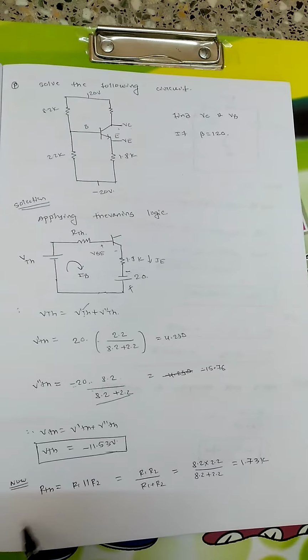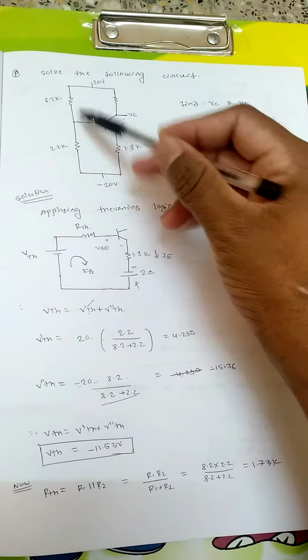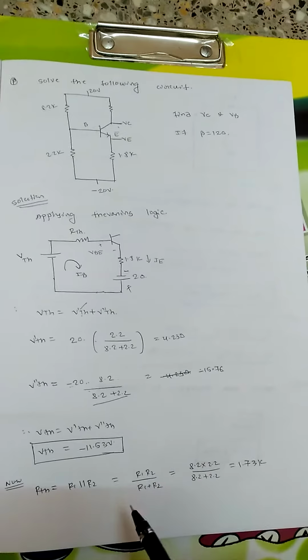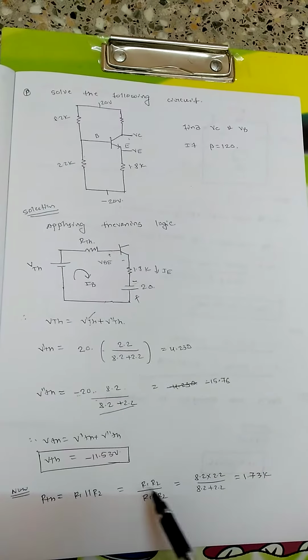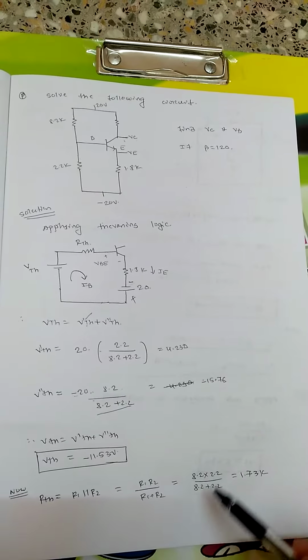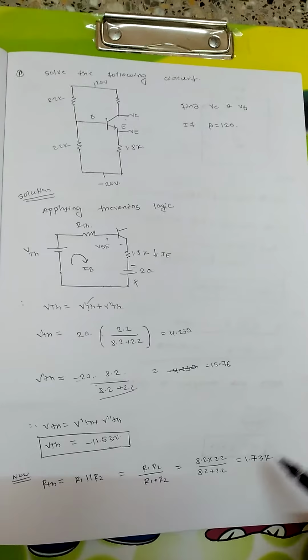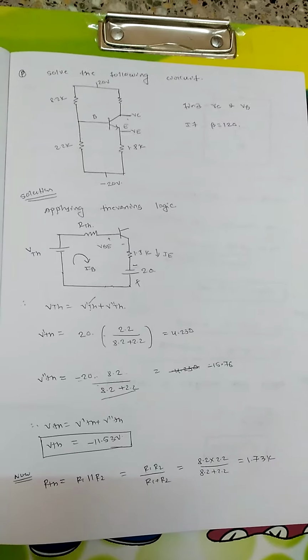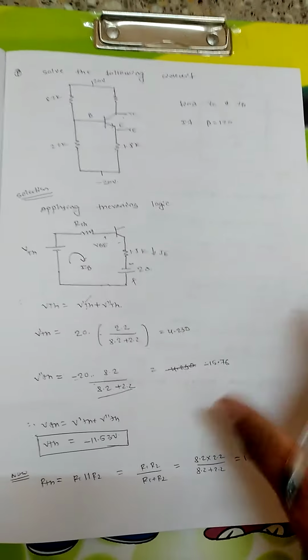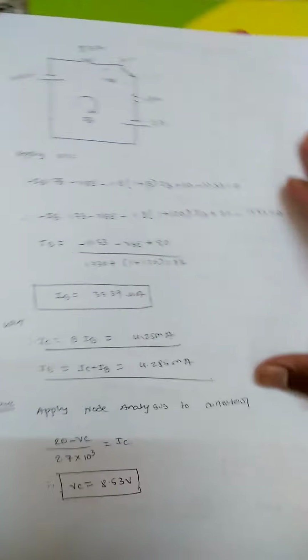Now to find RTH, that is R1 parallel to R2. These two terms are parallel to each other here, right? What is the parallel formula? R1 into R2 divided by R1 plus R2. Just plug in the R1 and R2 values here, and we get 1.73 kilo ohm as the total Thevenin resistance, that is RTH. Now, proceeding in the problem.